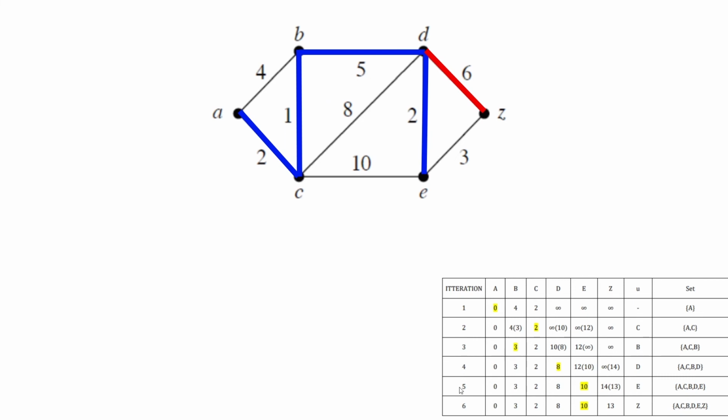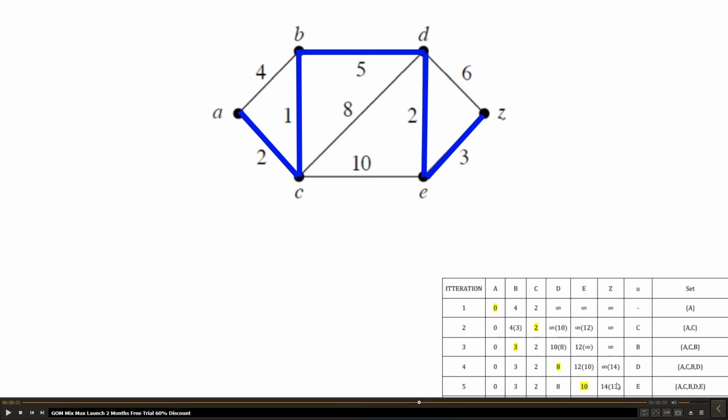On the next iteration, we also choose the lowest path, which is 10, E. So we eliminate Z for now. Then we calculate other points adjacent to E. The only other point adjacent to E that is not already used is Z. So we calculate 2 plus 1 plus 5 plus 2 plus 3 equal to 13.